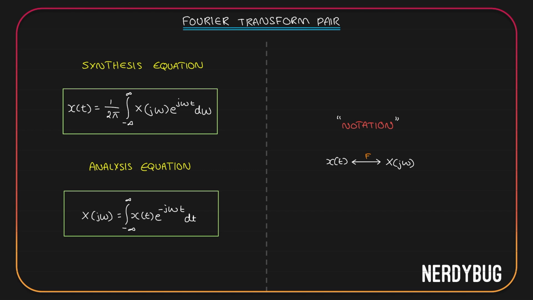From now, we'll be showing the relation between x of t and x of j omega like this. We will use a double-sided arrow with an F on top of it. That means x of j omega is the Fourier transform of x of t and x of t is the inverse Fourier transform of x of j omega.